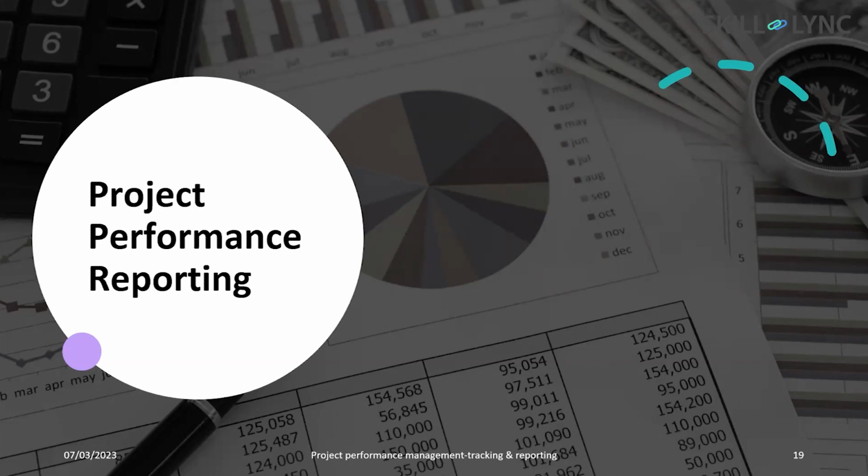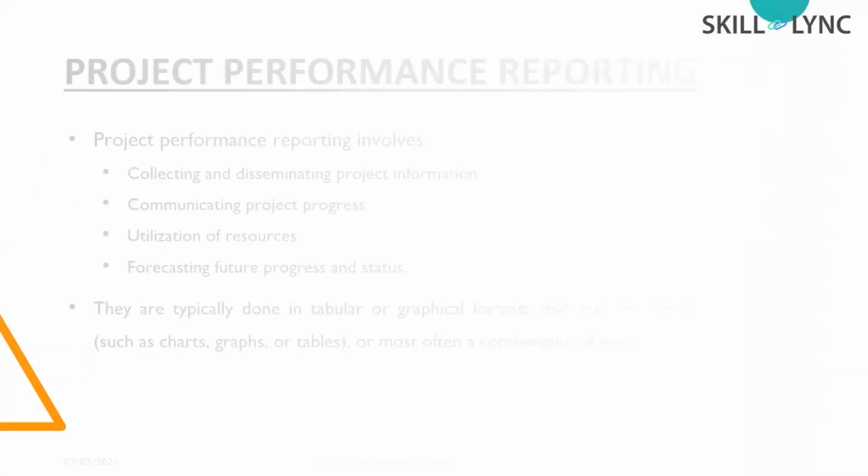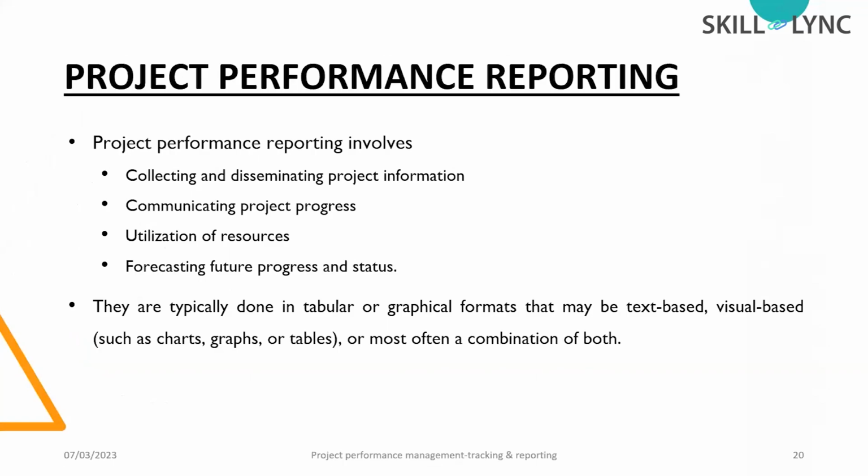And now we'll learn how we'll do this project performance reporting. Reporting is nothing but collecting the entire information of the performance data. Then we'll be properly communicating to the stakeholder about the progress of the project, and we will utilize the entire resources that are available, and we will forecast the future progress and status. So a report is used for communicating the entire information of the project to the stakeholder, and this will give you the utilization of the entire resource, and a forecasting picture, or the future picture, of the project progress and the status.